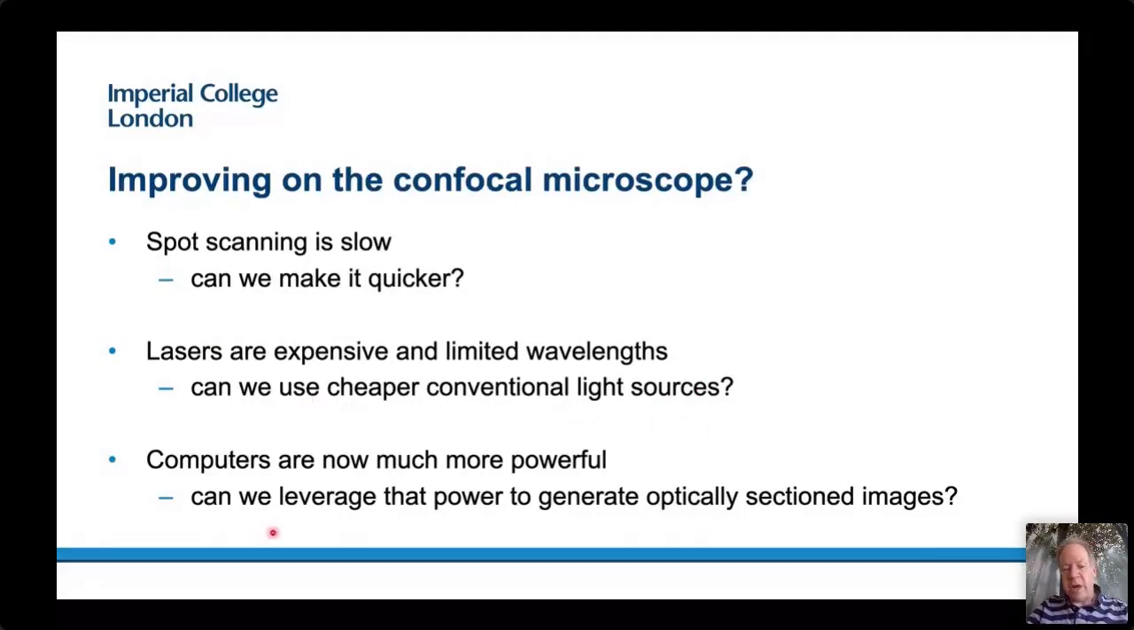Another aspect which has always been a useful thing with confocal microscopes is that you had an analog signal you could directly feed into a computer and then process that data. And this was even in the early times of confocal microscopes. But now, of course, computers are much more powerful. Are there techniques where we can leverage that power to generate optically sectioned images? And I'll quickly mention some of that.